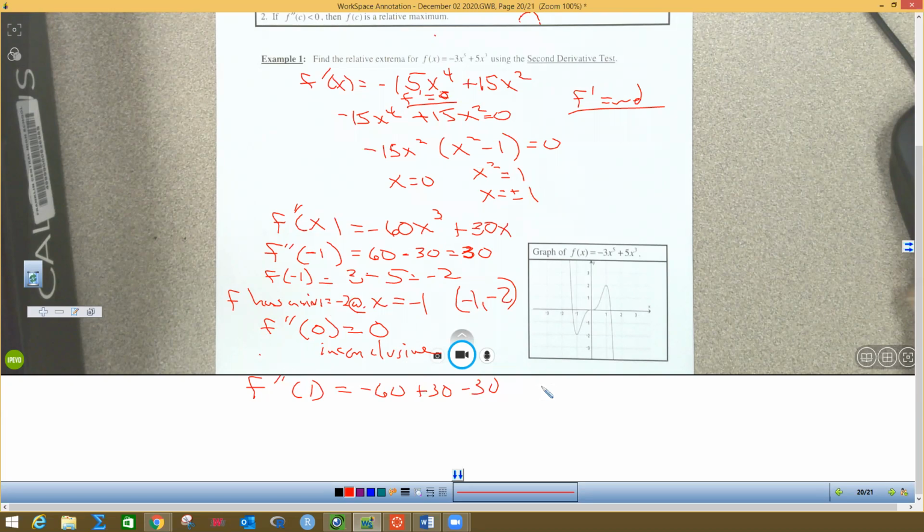This tells me that we're concave down, which tells me it's going like this. So I'm going to find that y value that goes with that by plugging 1 back up here into the original, which is going to be -3 plus 5, which is 2. So I can say f has a max, or relative max, equal to 2 at x equals 1 by second derivative test.